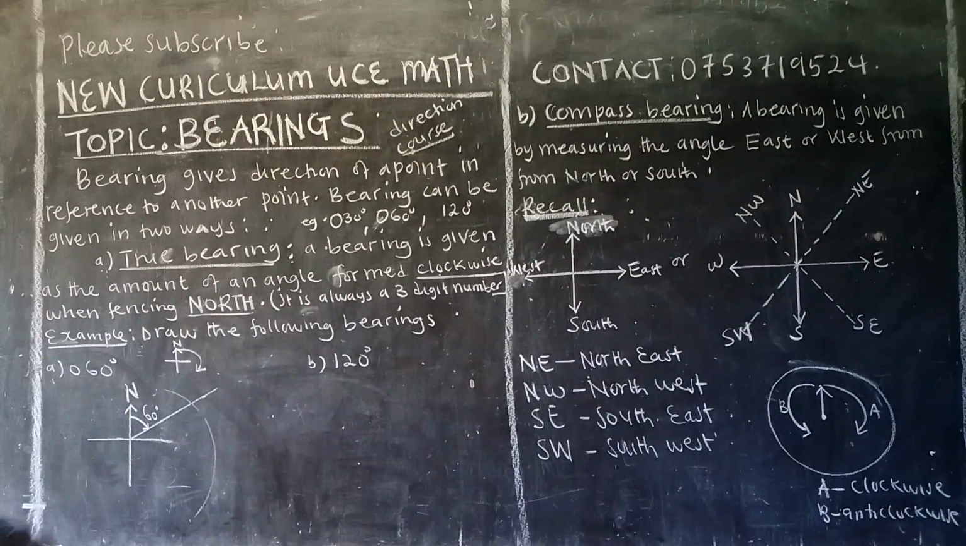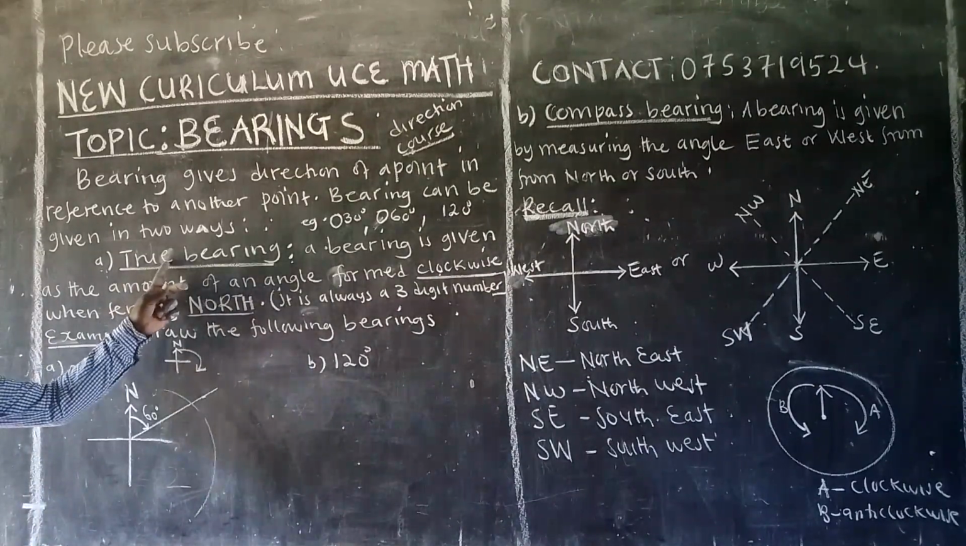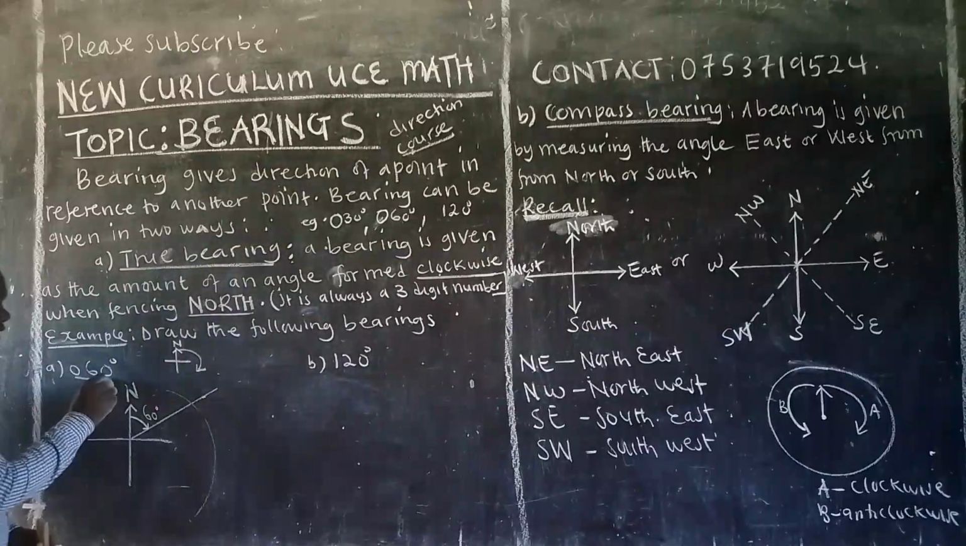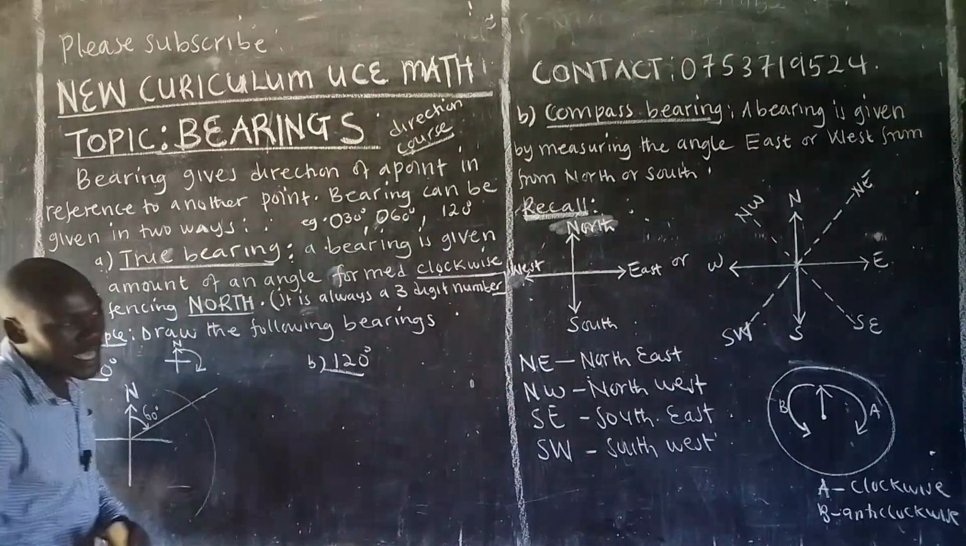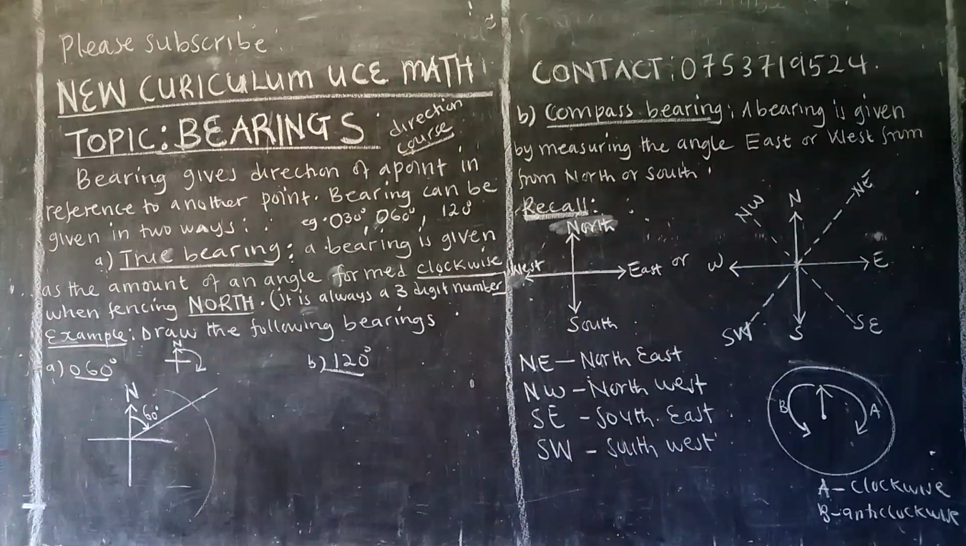True bearings are given to you as an amount of an angle. You just see the 60 directly. Then just note it as a true bearing. So all true bearings, or any bearing given to you in this format, must be from the north clockwise. Clockwise, I have explained what it really means there.